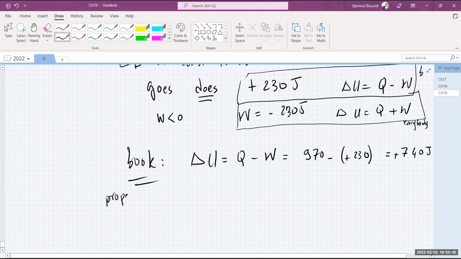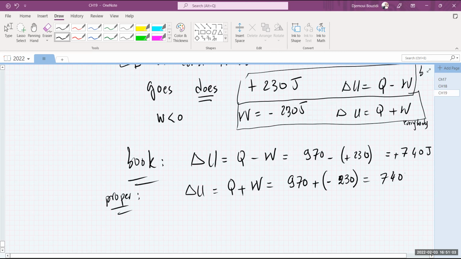The proper way is to actually say that delta U is equal to Q plus W. In this case, it's going to be 970 plus the energy that is lost in the form of work, which is negative 230. And that's going to amount to the same positive value. Did I make a mistake in the algebra? I don't know. If I did, hopefully you guys corrected me. But the point is that the two should give the same answer. Sounds good? Yep, sounds good.